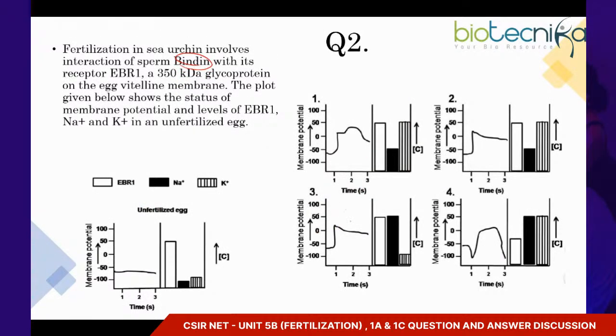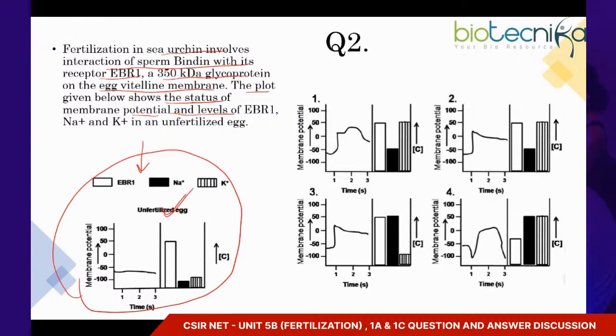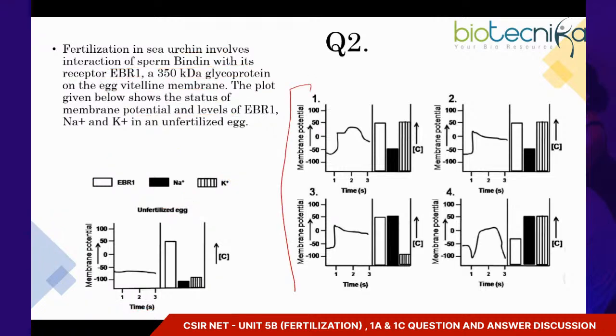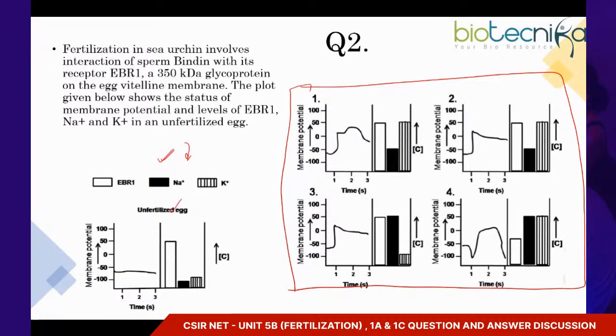So the question is asking: fertilization in sea urchin involves interaction of sperm bindin with the receptor EBR1, a 350 kilodalton glycoprotein on the egg vitelline membrane. The plot given shows the status of membrane potential and levels of EBR1. This one is given for an unfertilized egg. See, it's mentioned in the question. These are your options, 1, 2, 3, 4, and they are already part of the question. This is in an unfertilized egg, and the options show the state after fertilization, after 1 to 3 seconds.